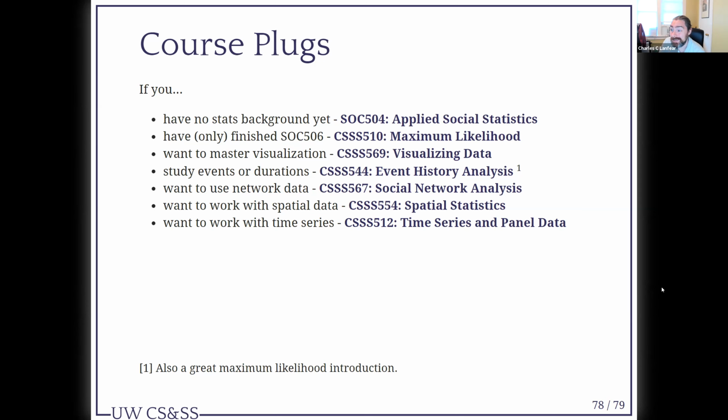If you study events or duration data, event history analysis is great. And it's also a good introduction to maximum likelihood. If you work with network data, I don't know how often this one is offered, but social network analysis is pretty good. If you work with spatial data, I've already plugged this one. If you work with time series data, there's kind of two different time series and panel data classes. They're both good. I like them both. They kind of cover different things. So a lot of different classes you could take out there.